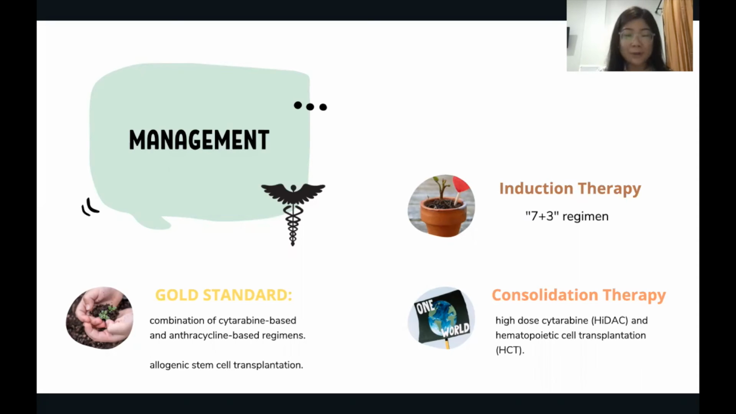After achieving complete remission with induction therapy, consolidation therapy is given to try to destroy any remaining leukemia cells and help prevent a relapse. It is done with a high dose of cytarabine called HIDAC and hematopoietic cell transplantation, or as we know, HCT.